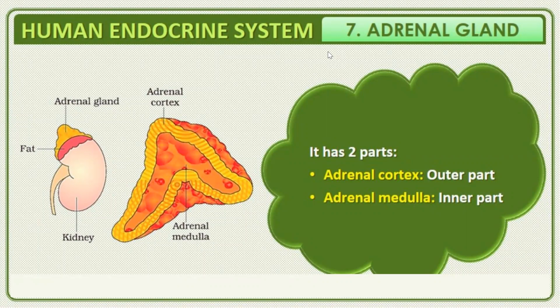Another endocrine gland is the adrenal gland, which is located above the kidney. The adrenal gland is yellow, triangular in shape, and present above the kidney. It has two parts, the adrenal cortex and the adrenal medulla. The adrenal cortex is the outer part, whereas the adrenal medulla is the inner part.